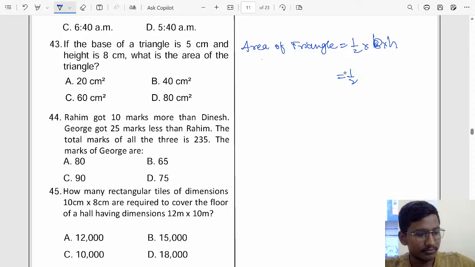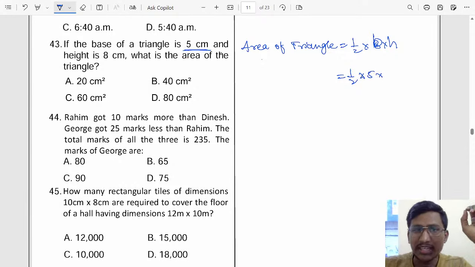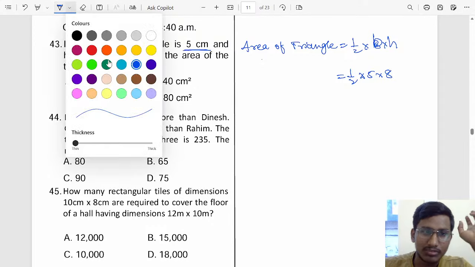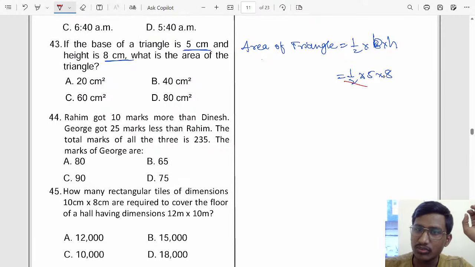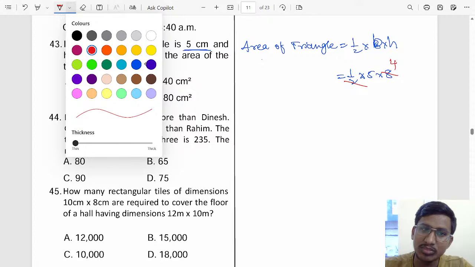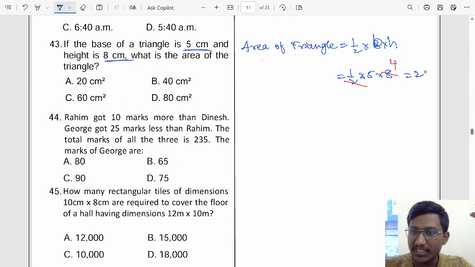So half of base, how much is given here? The base of a triangle is 5 centimeter. So half of 5 into height, which is 8 centimeter. Now we will cancel it. 2 4s are 8, so what is remaining? 5 4s are 20. So 20 centimeter square. Option A will be the answer for the 43rd, right?